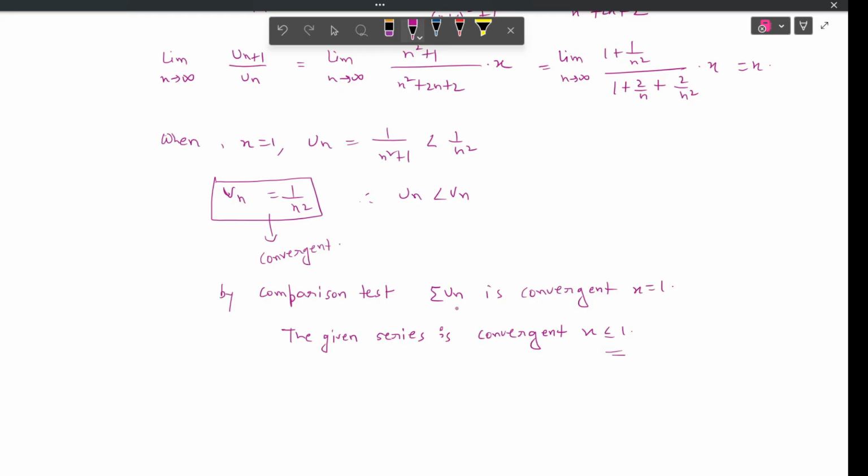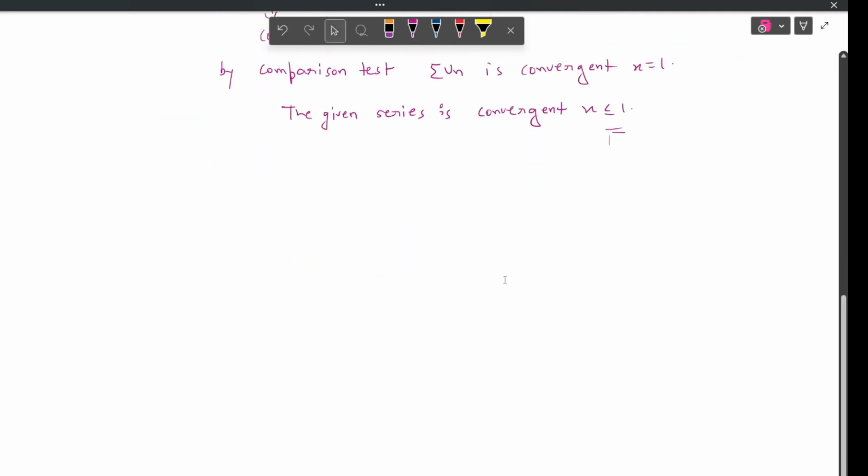Now let's see another question to clarify this. D'Alembert test. Test the series.